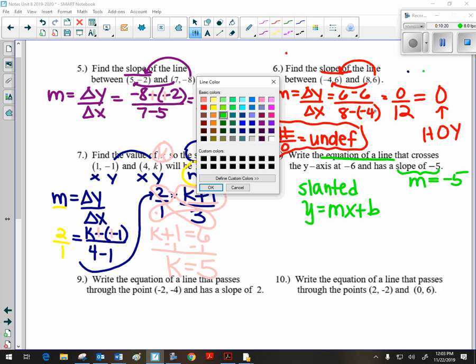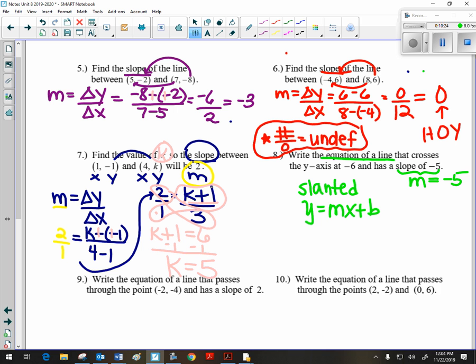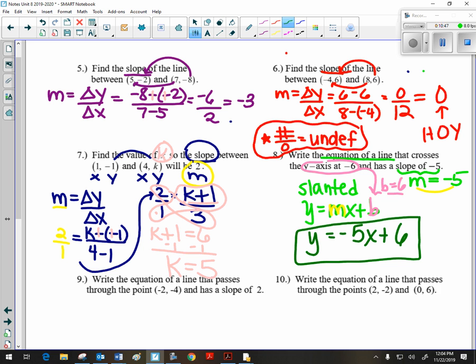This question was especially nice. They're not all this way, but this one was especially nice because they told us that it crosses the y-axis at 6. That's their way of telling us that b is 6. So we have our b value, we have our m value, and all we need to do is go back and substitute in. When I substitute, slope of negative 5, y-intercept of 6, this is the equation of the line.